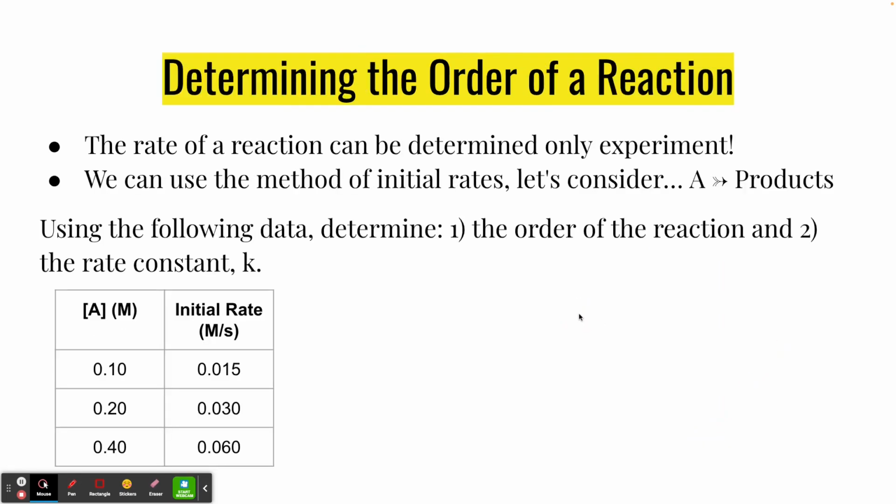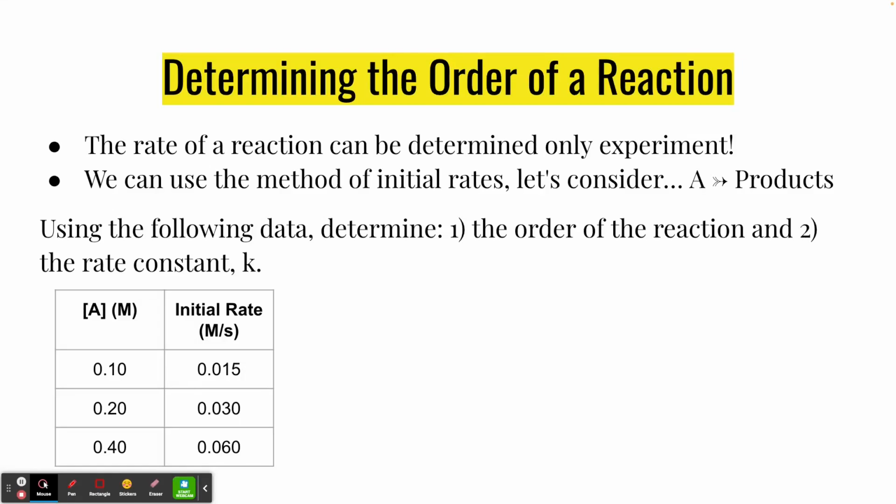Okay. Now, when we want to determine the order of a reaction, it can only be done through an experiment. In other words, we need experimental data. Without experimental data, folks, we can't determine the order of a reactant. The other thing that we can't determine without an experiment is the rate constant. In order to find the rate constant, we need to determine the order of reaction. And in order to determine the order of reaction, we have to use an experiment.